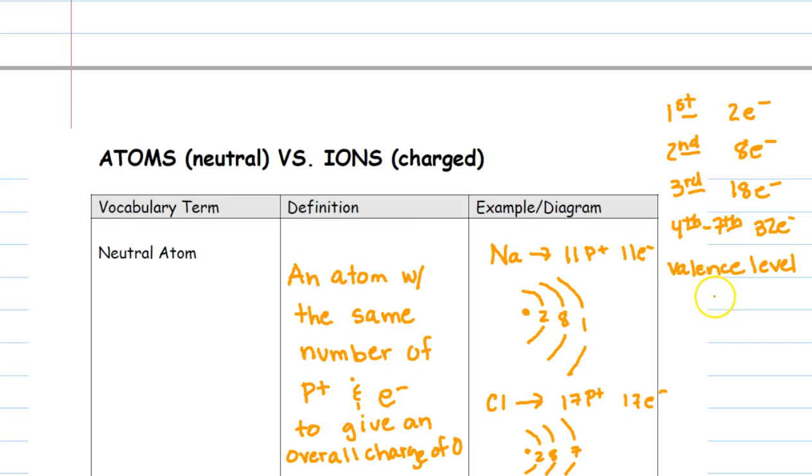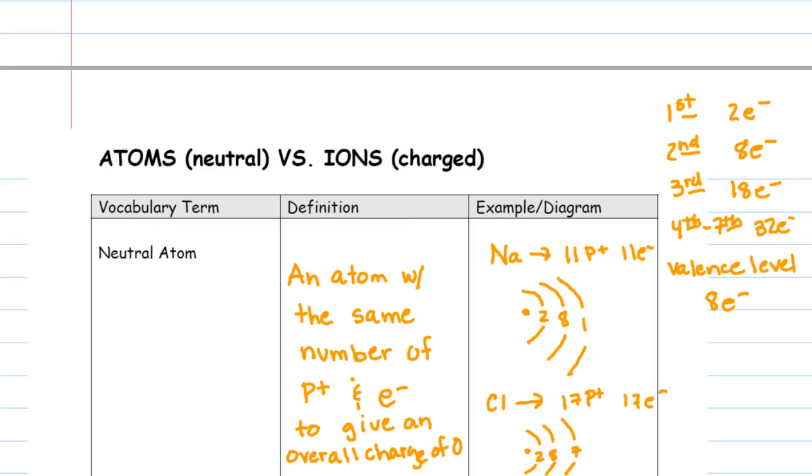And that's really what atoms are trying to do. They're trying to make sure that their valence level has 8 electrons. And so that's how they become ions in this process. They become charged ions. So if we look at sodium, sodium has 11 electrons. 2 can go in the first energy level, 8 in the second energy level, and then you've used up 10 of your electrons, so your last electron goes in the third energy level.